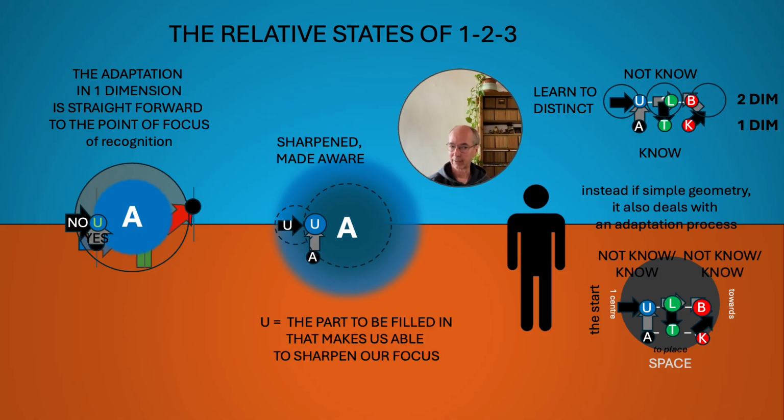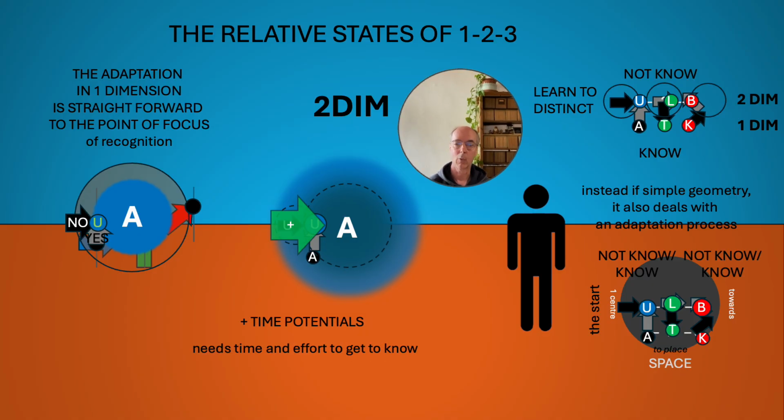U is the part that needs to be filled in, which makes it able to be filled in just by focusing on it, so that we can sharpen our focus upon what matters, the things that still have to be learned. And what we need for it is actually time. It's not there yet, because we're focusing upon space itself. We don't have a plan yet how to do so. We only have a realization. It needs to be filled in.